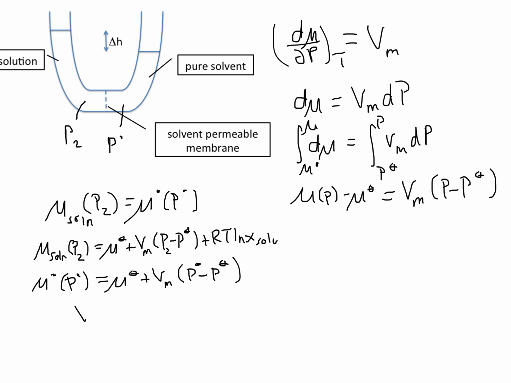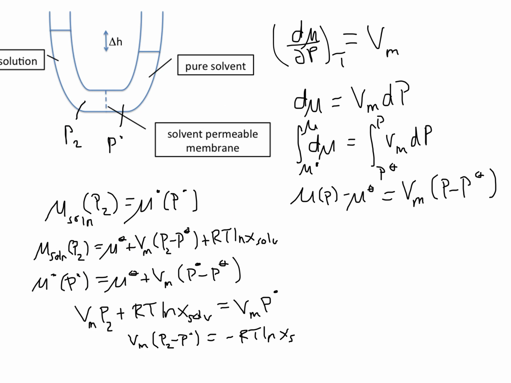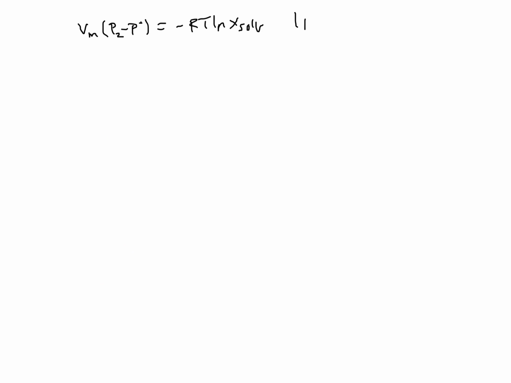This leaves us with the molar volume of the solvent times P2 plus RT natural log of X of the solvent, is equal to the molar volume of the solvent times P exerted by the pure solvent. Rearranging this equation leads to the molar volume of the solvent times P2 minus P pure is equal to minus RT natural log of X of the solvent. The natural log of the mole fraction of the solvent is equal to the natural log of 1 minus the mole fraction of the solute, and we can approximate that as equal to minus the mole fraction of the solute.